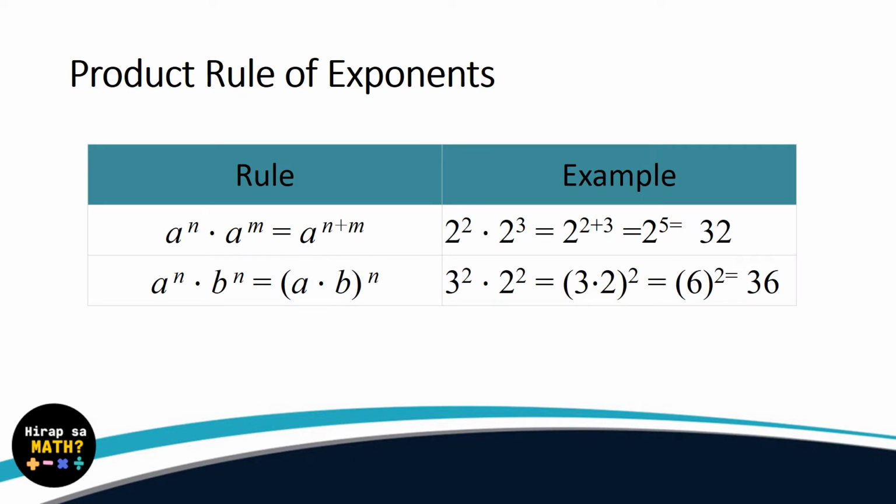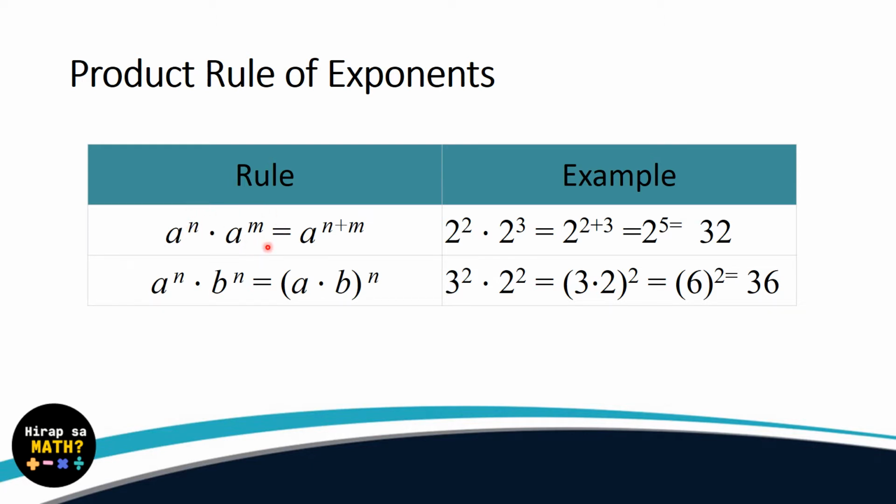So simulan na natin sa product rule of exponents o ang pagmumultiply ng numbers na may exponents. So a to the n times a to the m is equals to a to the n plus m. So dito, pareho ang base. Kapag nagmumultiply tayo ng numbers na pareho ang base, sinasabi niya na i-add mo lang ang kanyang exponent.